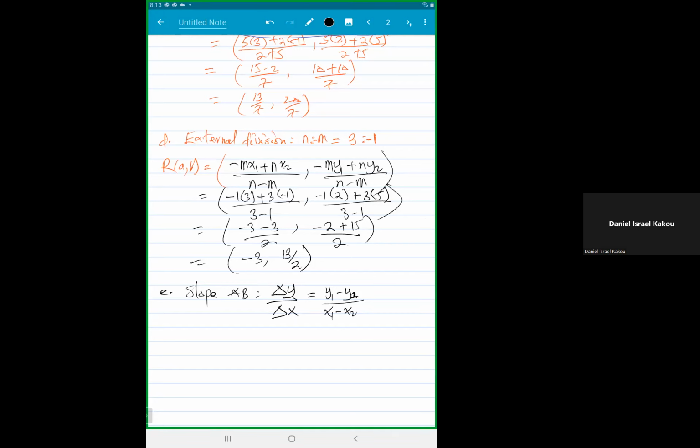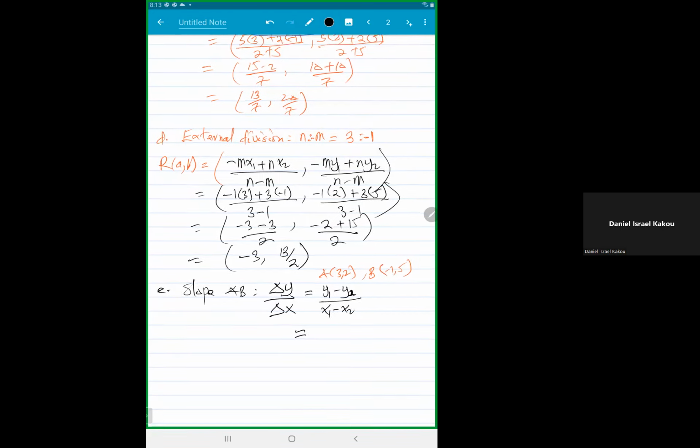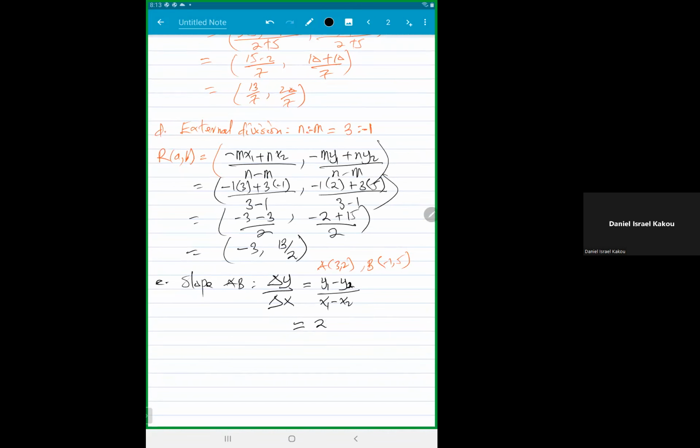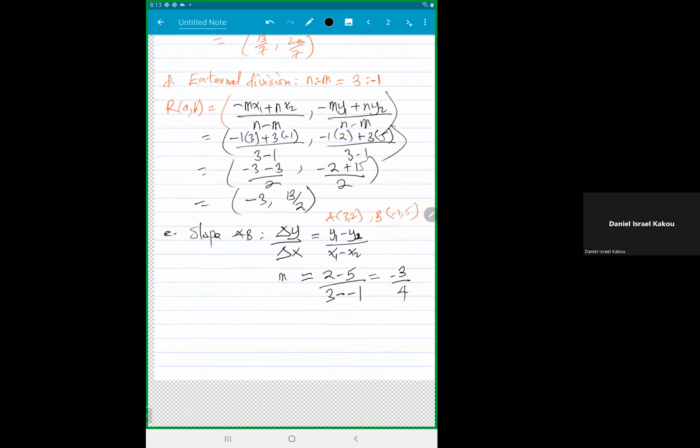We are using the point A, 3, 2, and B, minus 1, 5, right? I'm just doing substitution. So y1 is 2, y2 is 5, all over x1 is 3 minus x2 is minus 1. So double minus, right? And we have eventually minus 3 divided by 4 as the gradient. Remember, the gradient can be called m. So that is it for the gradients.